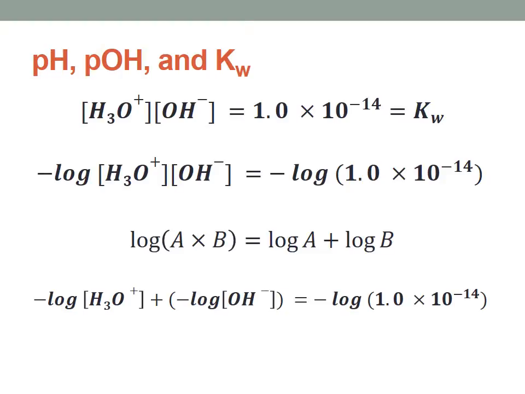Now if we find the negative log of our hydronium ion concentration, this is the same as pH. This is the same as POH. So we can say pH plus POH is equal to 14. So for any given sample of a solution, the pH plus the POH will always be equal to 14. So that means if I'm given pH, I can calculate POH because I know pH plus POH is equal to 14.